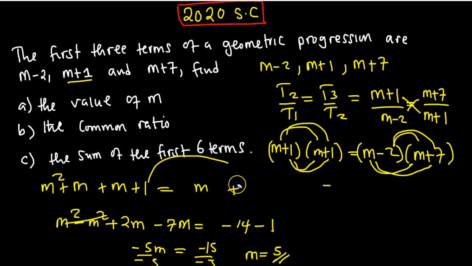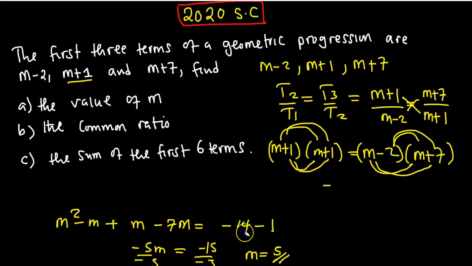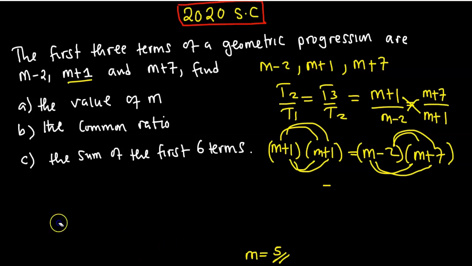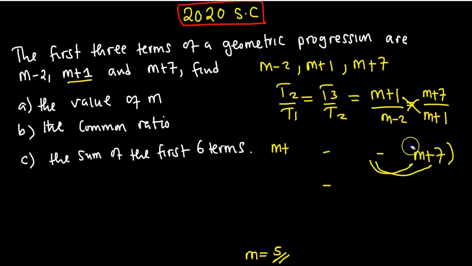Then they are asking us now to find the common ratio. How are we going to find the common ratio? For us to find the common ratio, we need to know the actual values or the actual terms in the geometric progression.